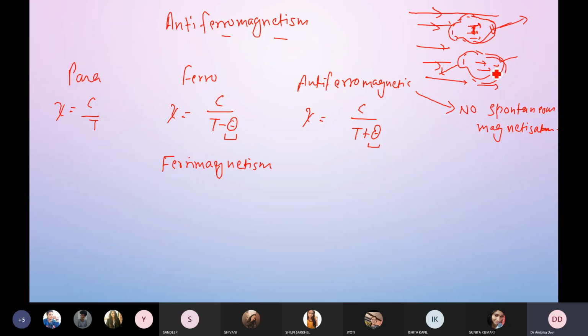However, this is not the case in ferrimagnetism. In ferrimagnetism, the dipole moment generated by this domain may be higher as compared to the dipole moment generated by this domain. Okay, or vice versa may be the case. So m1 may be greater than m2, or similarly for some other domains, the magnetic moment of one may be higher than the magnetic moment of another. So there is no equal distribution of the magnetic moment. Okay, so because of this, the spontaneous magnetization takes place in ferrimagnetic materials.